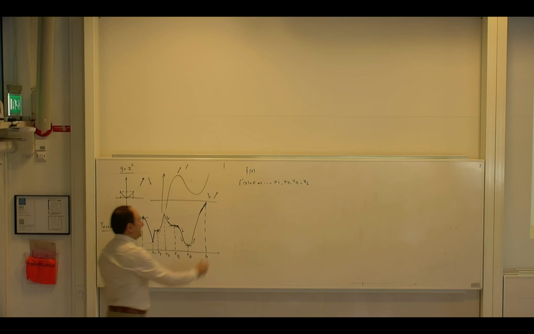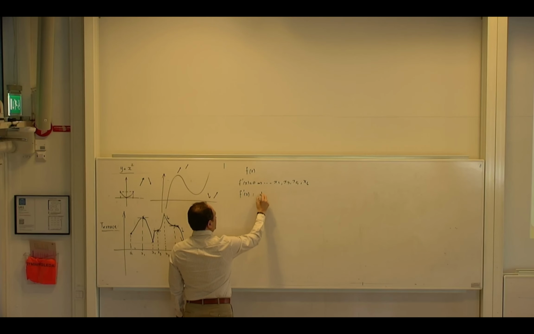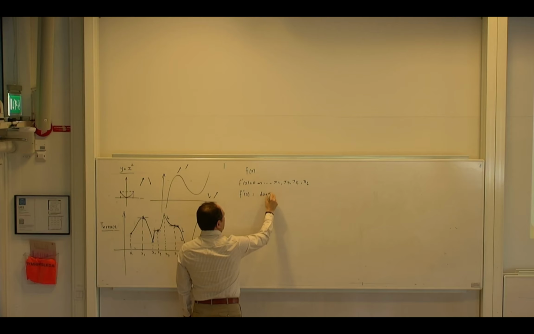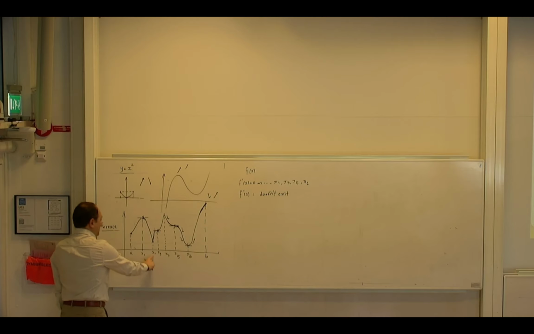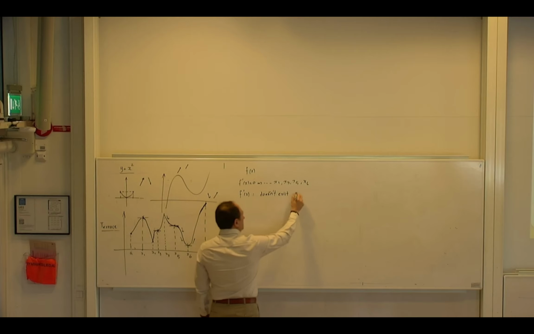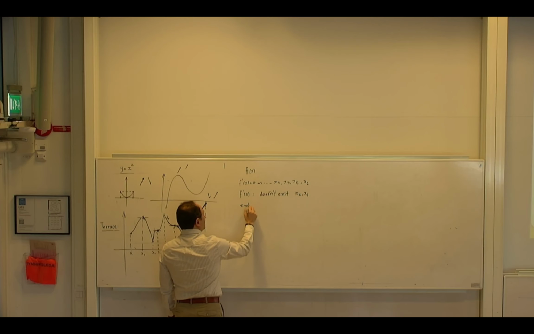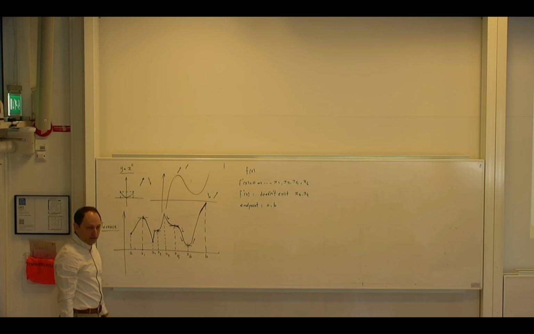And then I demand that the derivative does not exist. Then which points will I get? I will get x2 and x4. And then finally the endpoints, which are A and B. So in this way, I will find all possible candidates that I want.